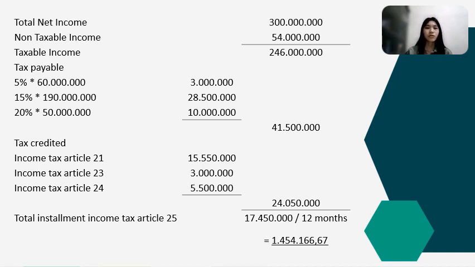So we need to deduct the tax credited from the tax payable, which gives the total installment income tax Article 25 of 17,450,000, and we divide by 12 months, so we get 1,454,166.67.